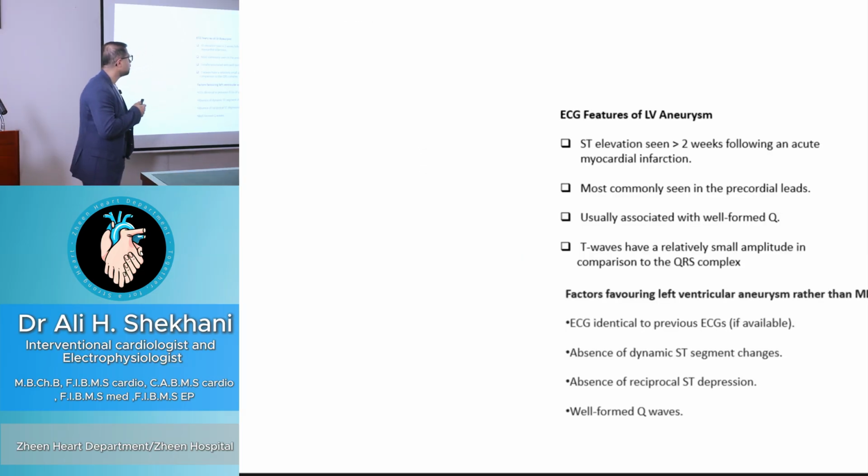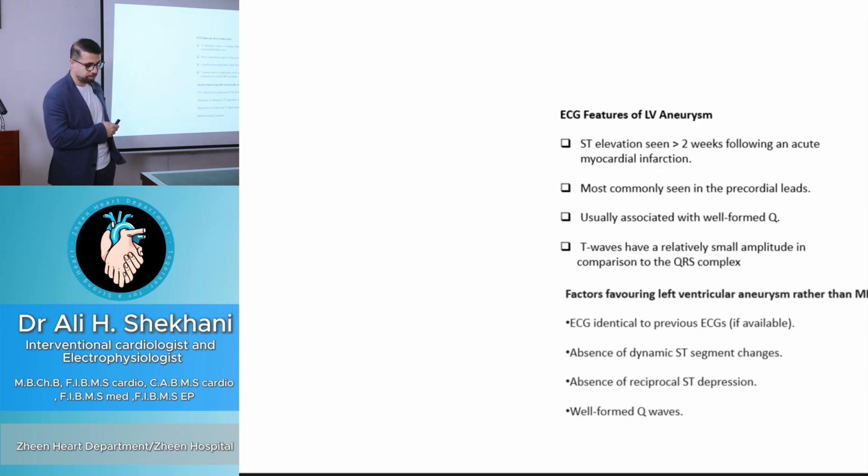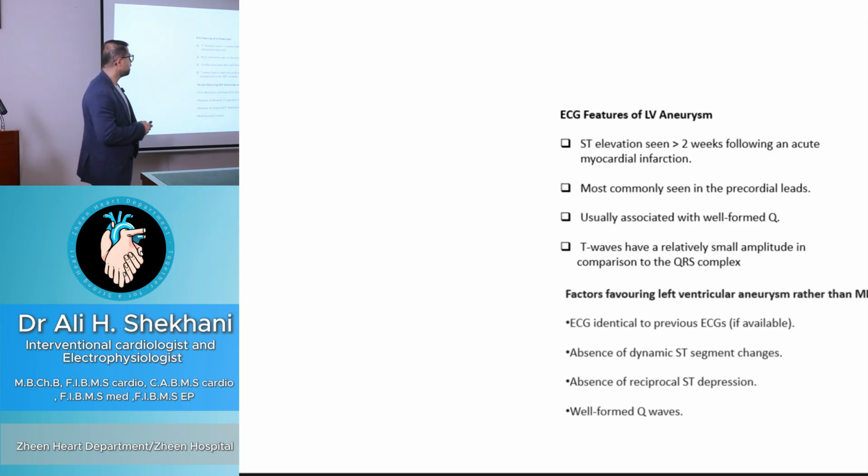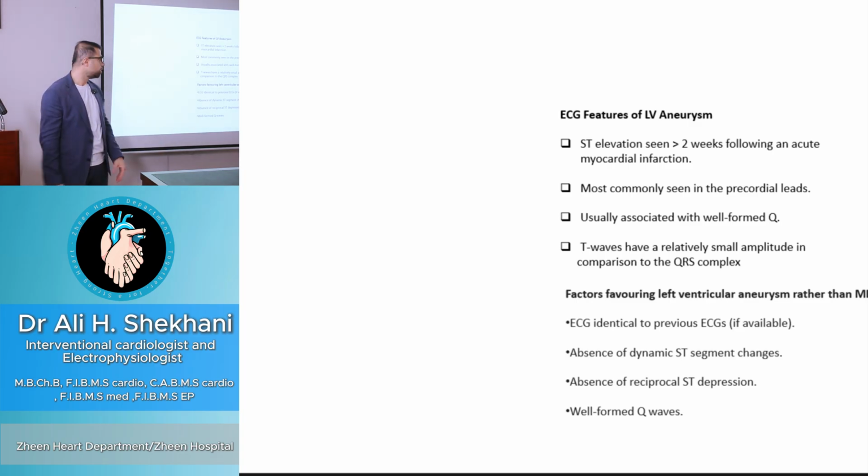ECG features of aneurysm: when the ST elevation remains more than 2 weeks after myocardial infarction, we consider it as aneurysm, most commonly seen in the precordial leads, and usually associated with deep Q wave. And there are no reciprocal ECG changes, because in acute myocardial infarction, there is some reciprocal ST depression in opposite leads. But here, there are no reciprocal changes.